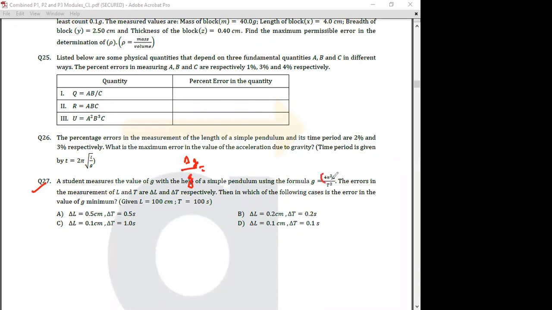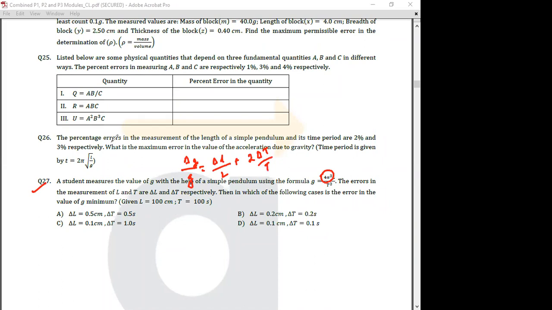Now, when you talk about this, 4 pi square, is it a constant or variable? Constant, right? So there's no change in a constant, so I will ignore this. So the only variables are L and T. So it will be what? Delta L by L plus 2 into delta T by T. Clear? Yes or no? Tell me, this is clear, Rashni?